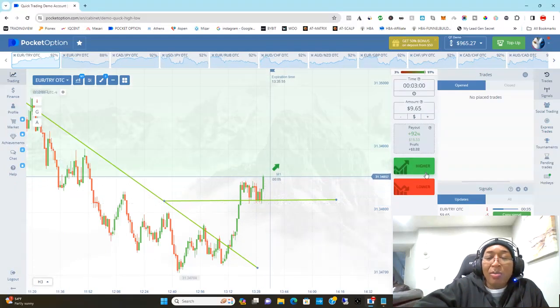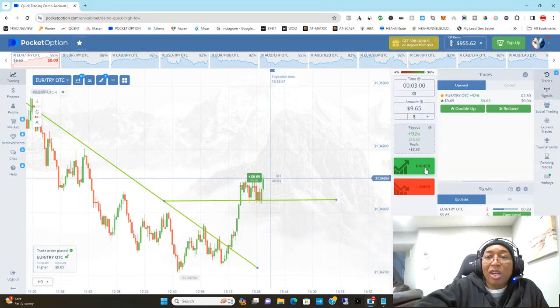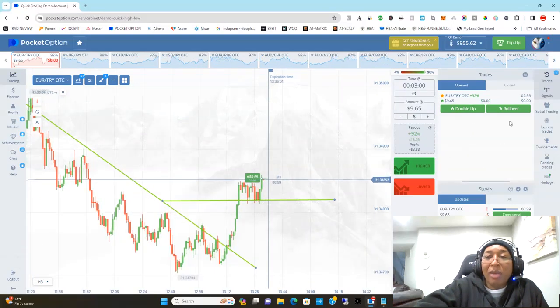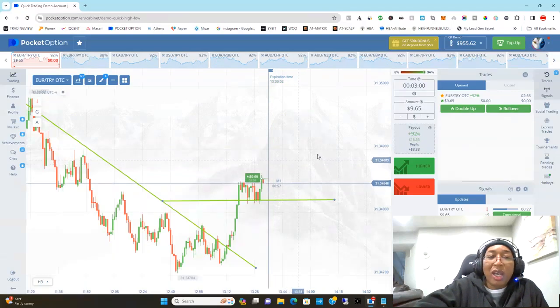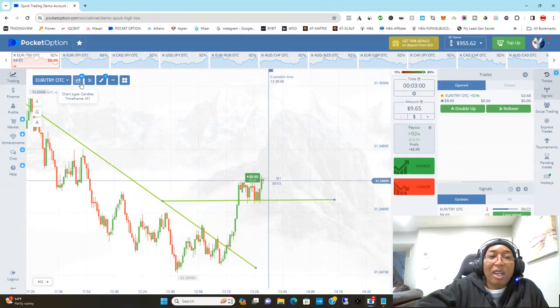So I think it's going up. So we're going to take an upward trade. We're going to take just 1% of our account, and let's see what happens in 3 minutes. We see what happens, because the candles are 1 minute each. And we will see that in 3 minutes.